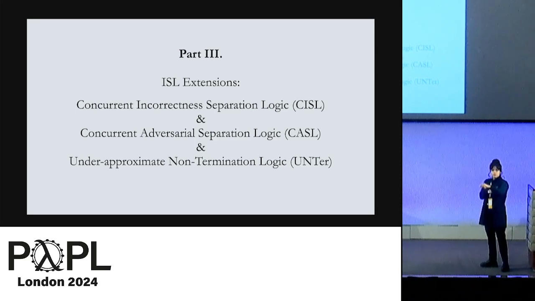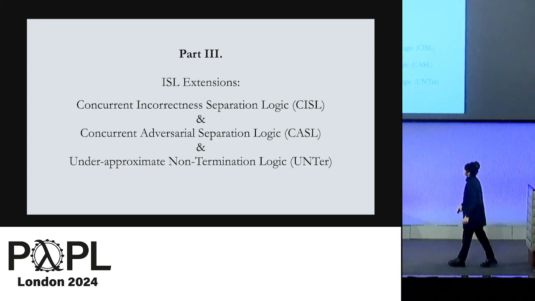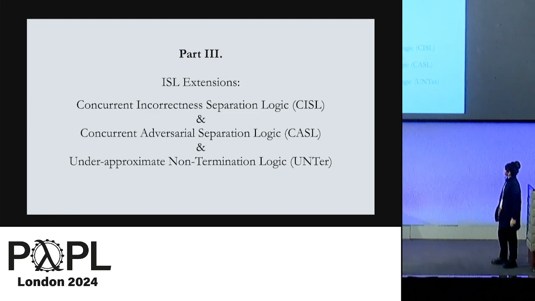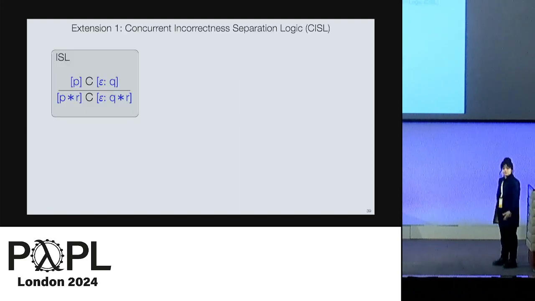So in the remaining 5 minutes or so, I want to talk about some other extensions of incorrectness logic and under-approximation that we've had. So I'm only going to mention them. I'm not going to go over the details. So we have 3 pieces of work since then. The first one being the next natural extension. How do we use incorrectness for finding concurrency bugs?